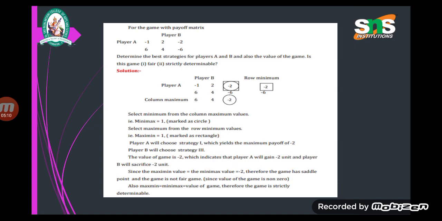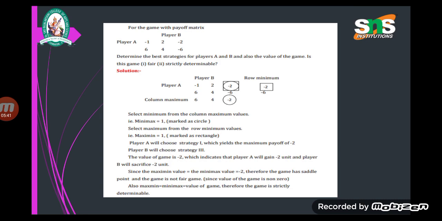For that, first we have to find the row minimum. In the first row, between -2 and 2, the minimum value is -2. And in the second row, among 6, 4, -6, the minimum is -6. Of those minimums, we are going to select the maximum value. That maximum value is -2, which is marked in a rectangular symbol.